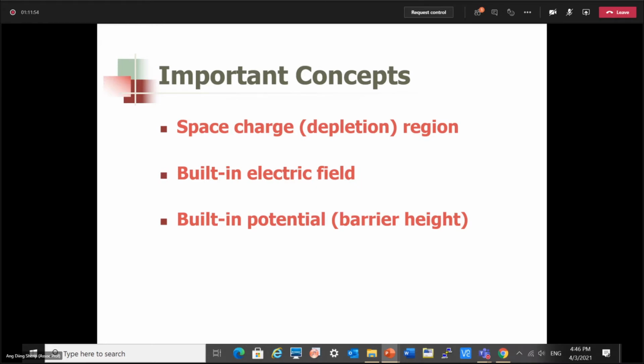Now notice the word built-in. Built-in is used to describe the fact that the electric field and the potential naturally exist the moment the PN junction is formed. So this electric field and potential are not a result of an externally applied voltage. Okay, so let's start to understand how the space charge or the depletion region is formed at the PN junction.